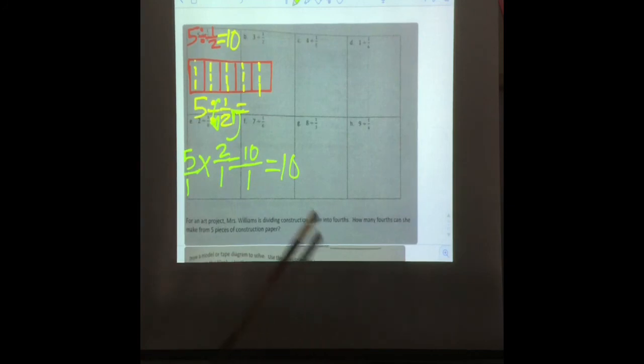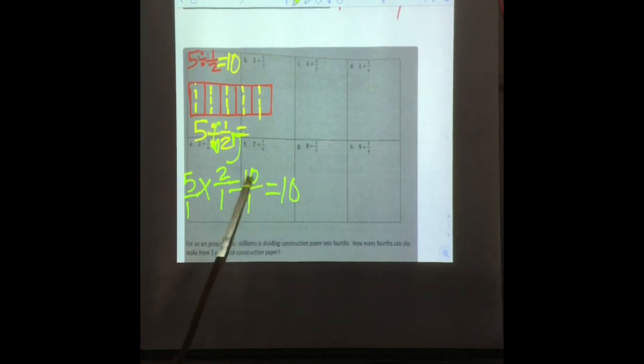Okay. And that's how you would do the checking for your drawing. You could check it using multiplication. How you do the dividing a whole number by a unit fraction. And as always, I love math.